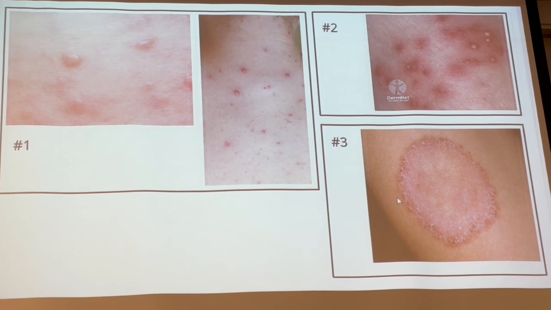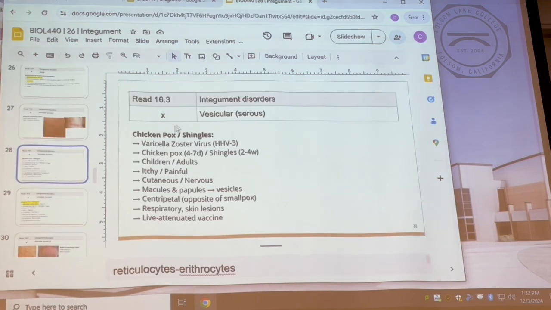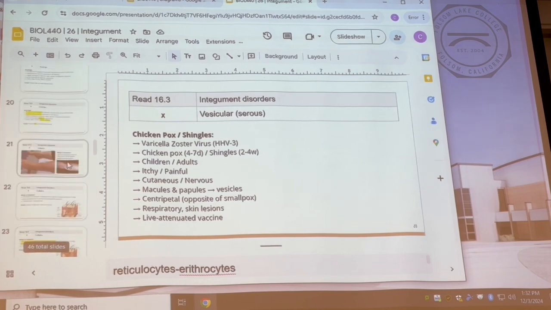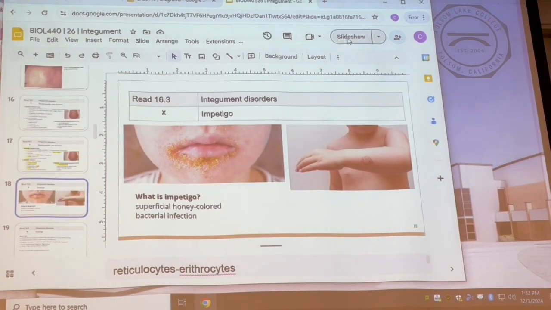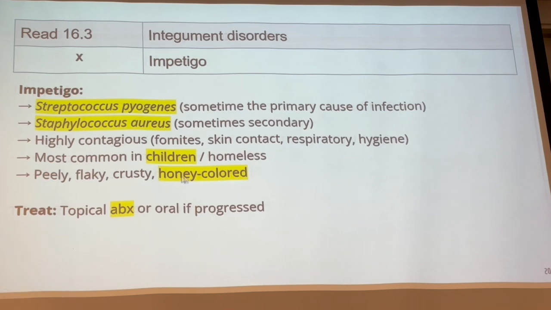Number 3, this is ringworm. A lot of people got that confused and put impetigo. Impetigo is honey colored. Ringworm looks like this. Let me show you what impetigo looks like. This one does look a little bit like that, but I said that in the lecture. I don't know if that was very helpful, but anything that's honey colored. Here it says superficial honey colored, and then here honey colored.